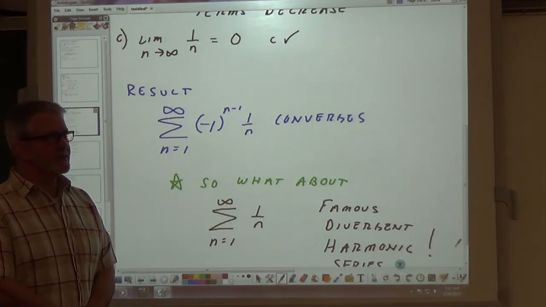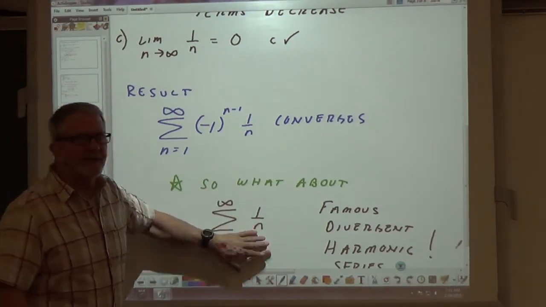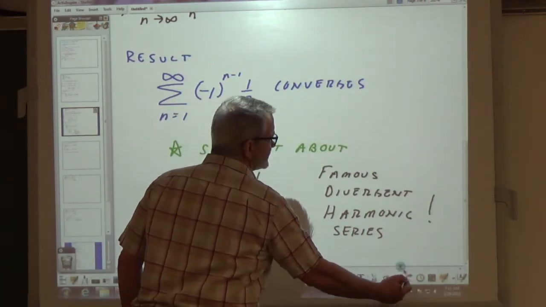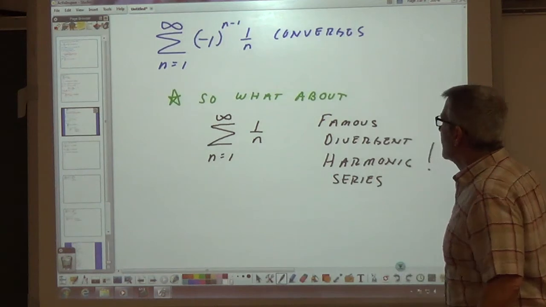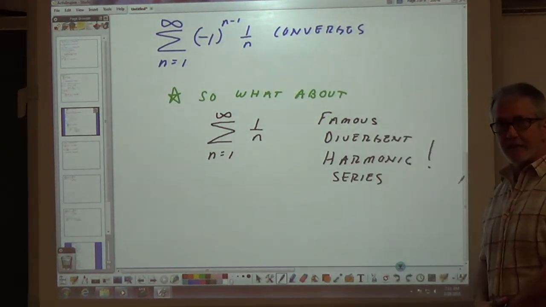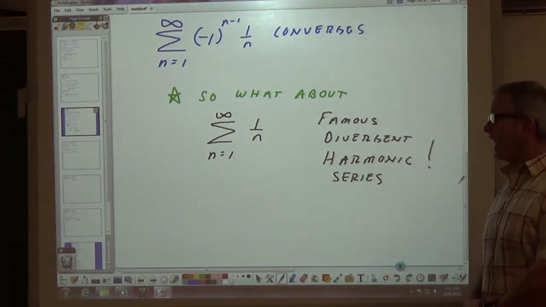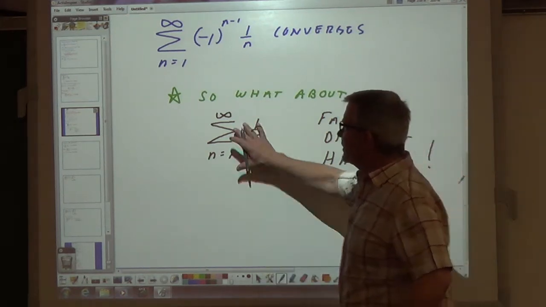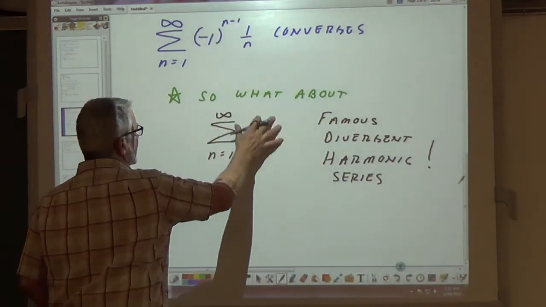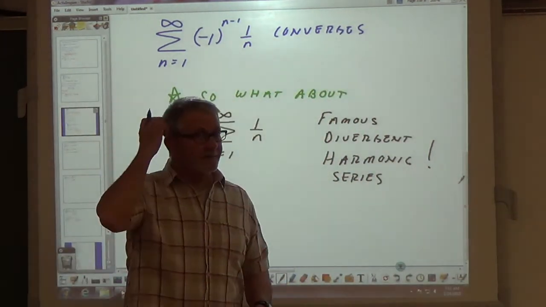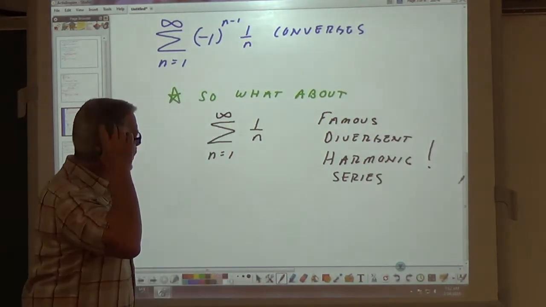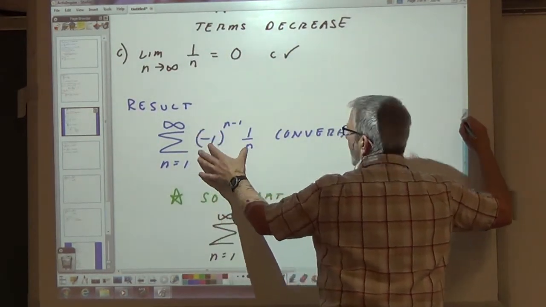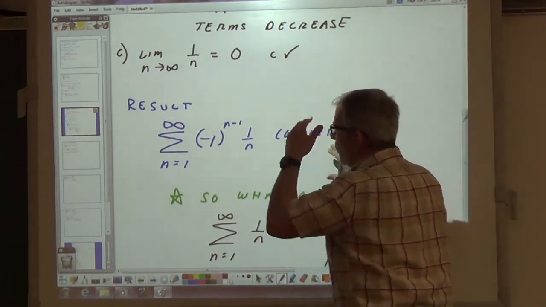Interesting. That is interesting when you think about this one right here. Let's think about that one. What about the series without the alternating signs? This is the famous divergent harmonic series. It clearly is divergent. We could say it's divergent by the p-series test. So I've got this one that diverges, and the alternating harmonic series that converges. What can I say about this?